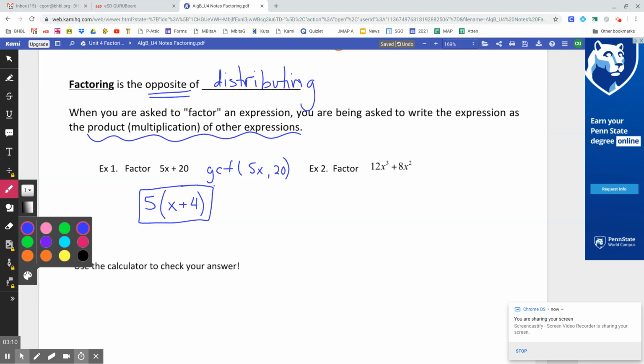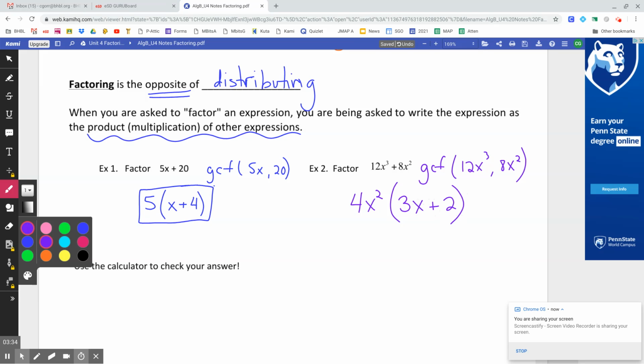Number 2, I'm going to look for my GCF. So my GCF of 12x to the third and 8x squared is going to be 4x squared. So I'm going to undistribute that, and I'm going to be left with 3x plus 2.